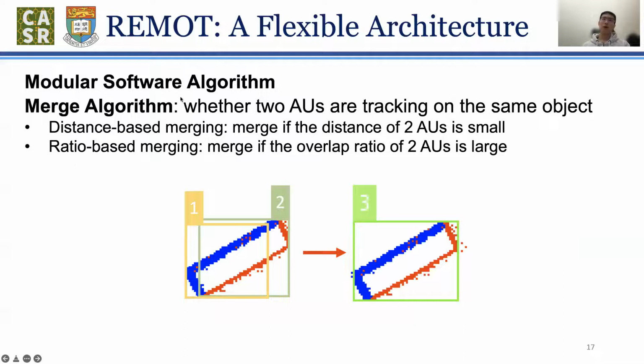On the software side, we define some modular software algorithms. The merge algorithm will decide to merge two AUs when they are checking potentially the same objects. We use two different algorithms for merging. The first one is the distance-based merging algorithm. It will merge when the distance of two AUs is really small. And the ratio-based merging algorithm will merge if the overlap ratio of the two AUs is large enough.